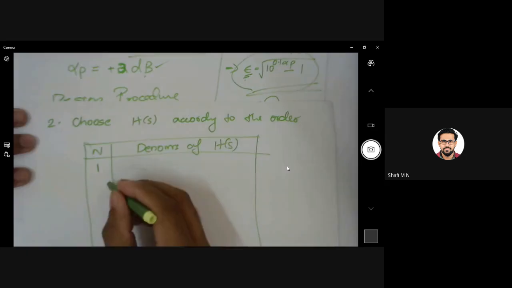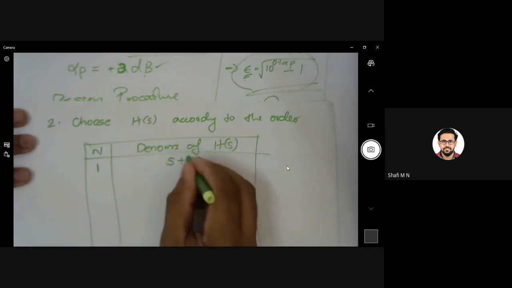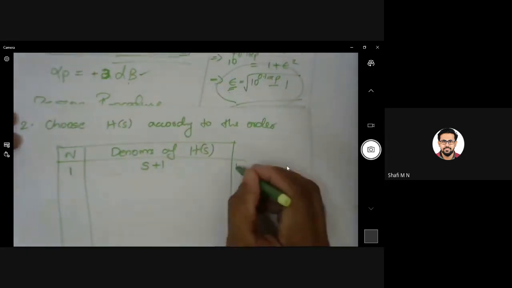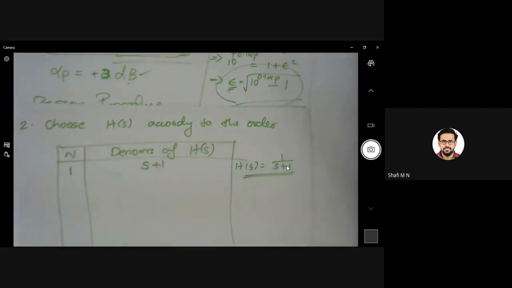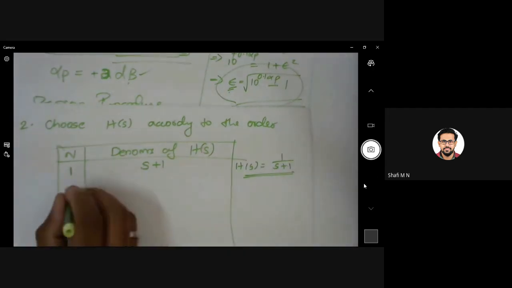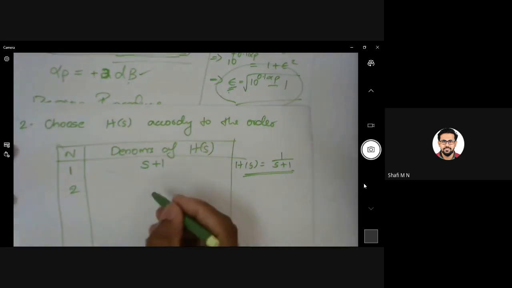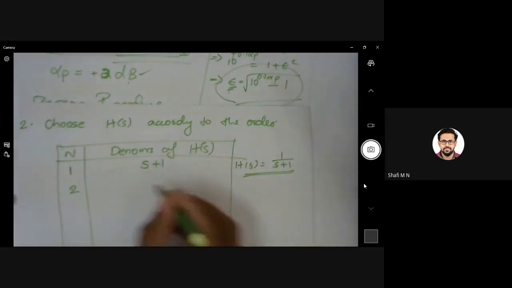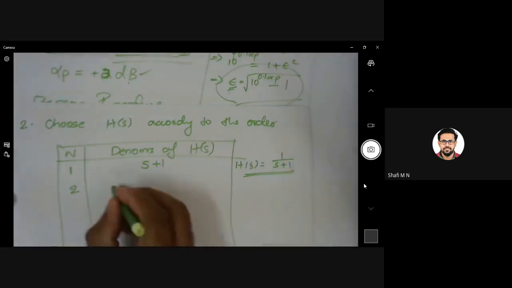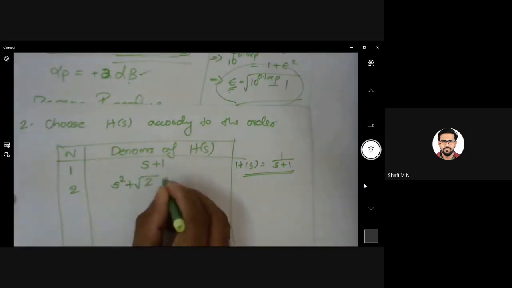So if the order is 1, the denominator is s plus 1. That means your h of s is 1 by s plus 1. That is the transfer function for the first order. Got it? If the order is 2, you have to learn this table by heart, at least up to order 5, or maximum up to 4. There is an exam chance. For a second order Butterworth filter, the numerator is always 1, and the denominator will be s square plus root 2 s plus 1.